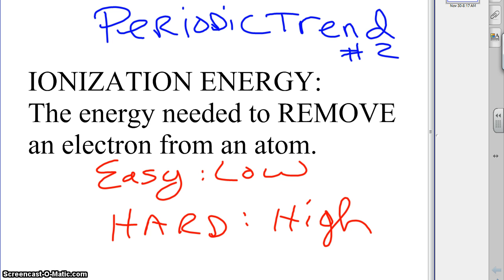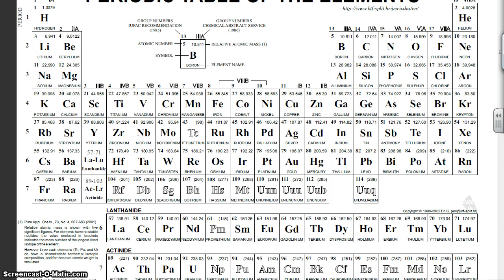So let's talk about what we're dealing with here. Let's look at a couple of representative elements. Let's look at chlorine. Chlorine has how many valence electrons? 7. It has 17 total, but 7 valence electrons. And it wants to have how many valence electrons? 8, because of the octet rule.